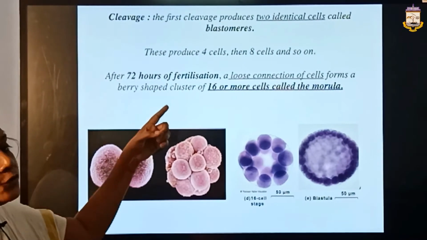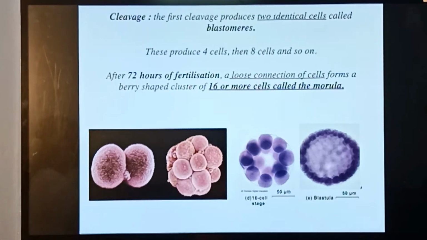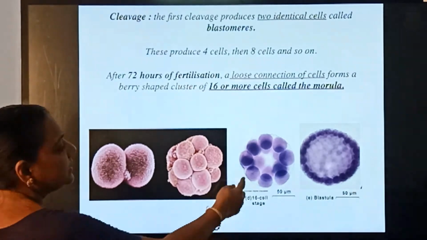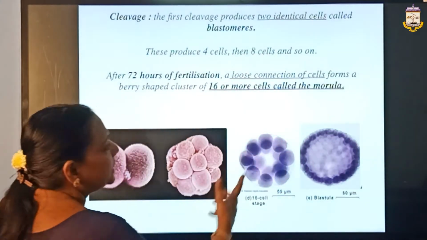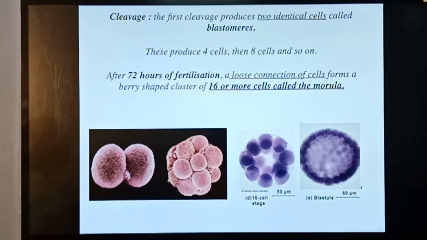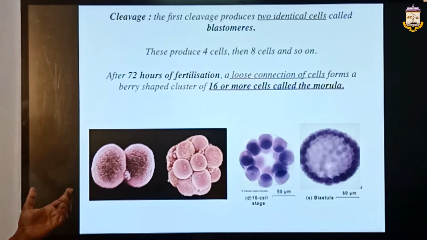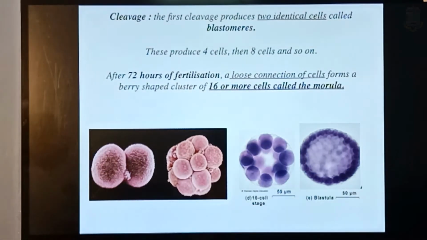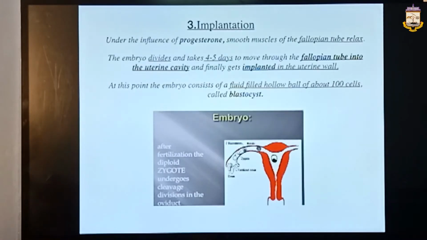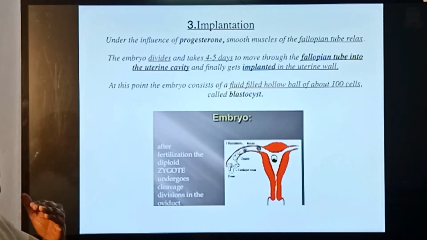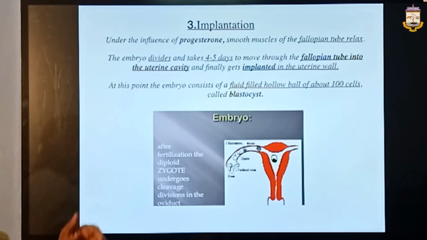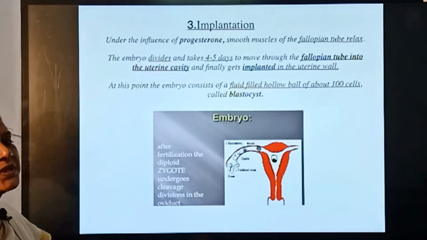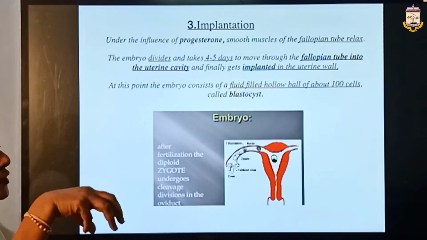So after 72 hours of fertilization, nearly 3 days, a loose connection of cells is formed, forming a berry-shaped cluster. So now nearly it is in the 16th cell stage. What do you call it? Morula. Now you call this morula. Okay. Now cleavage is over, now it has to go for implantation. That means settlement of this egg into the uterus.